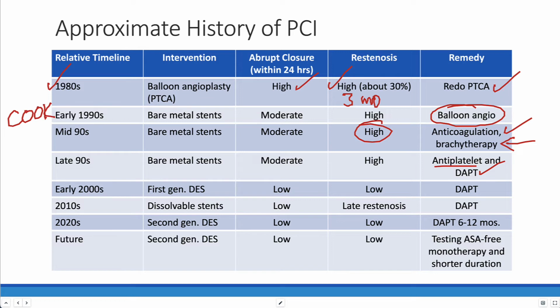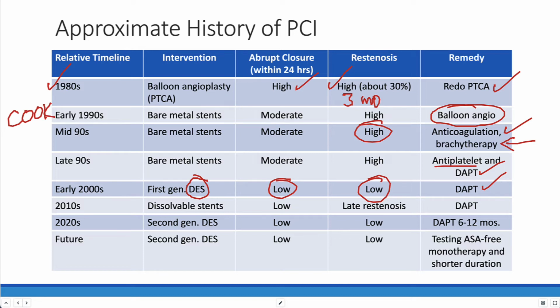Then came the first of the drug-eluting stents. Around 2003 was when the first drug-eluting stent came out, and that made our abrupt closure rate very low and our restenosis rate very low as well. But it required dual antiplatelet therapy. And what if somebody had dual antiplatelet therapy and AFib? Well, back then, we were still putting them on Coumadin plus aspirin plus Plavix, and there were a lot of complications from that.